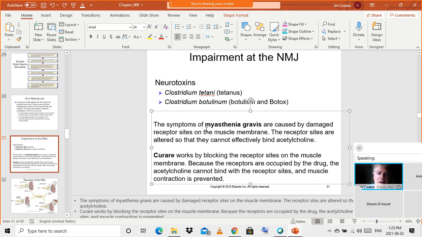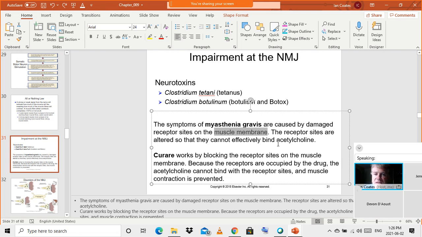They'll go right after the nervous system. Symptoms of myasthenia gravis are caused by damaged receptor sites on the muscle membrane. So if there's a problem, the nerve is coming down with its message, but if the muscle is not able to receive the message, now we have trouble, right? Now the muscles aren't firing the way they're supposed to.